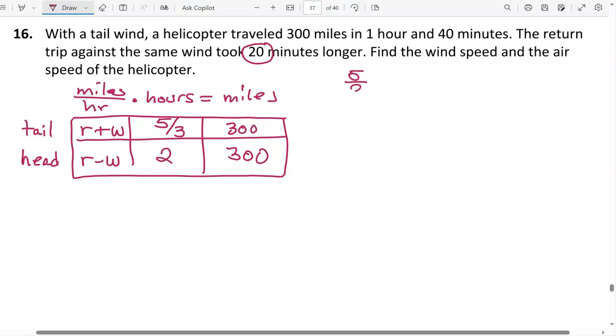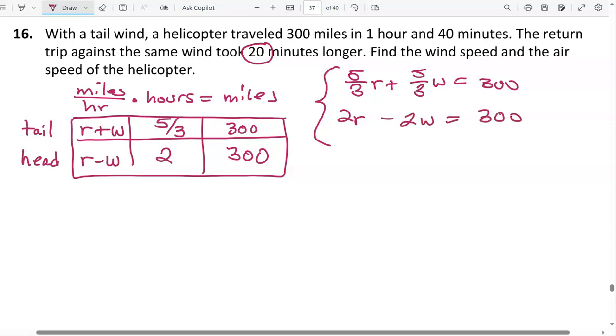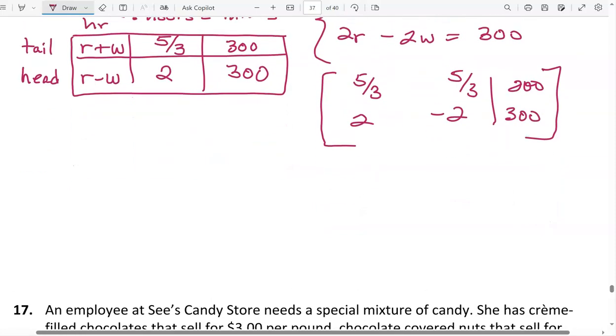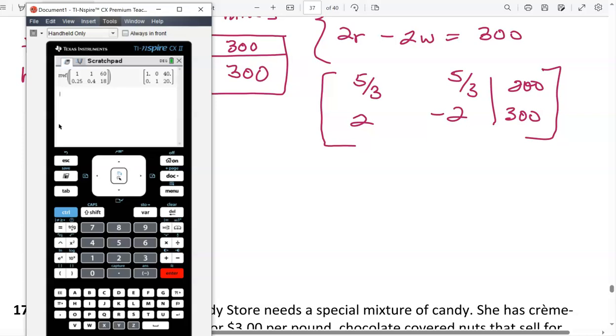So 5/3 times r plus 5/3 times w is equal to 300 is one equation, and then a second equation is 2 times r minus 2 times w is equal to 300. Let's write that in augmented matrix form. 5/3, 5/3, 200, and 2, negative 2, 300. And then we can let the calculator put that in reduced row echelon form for us.